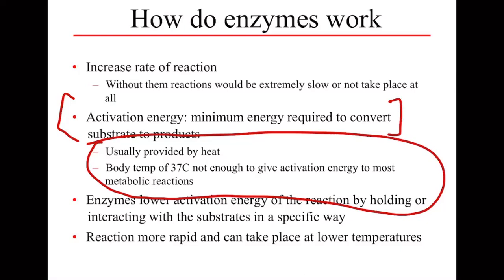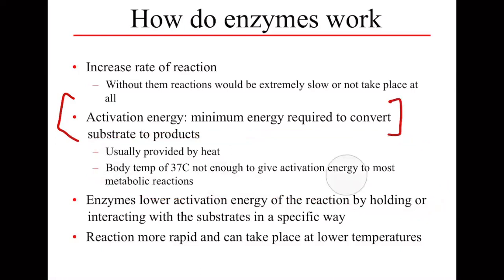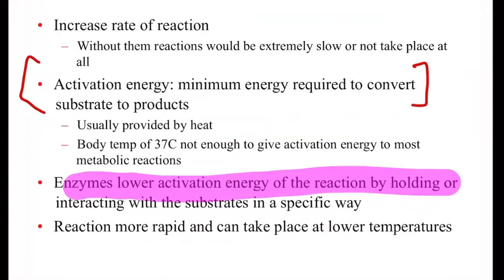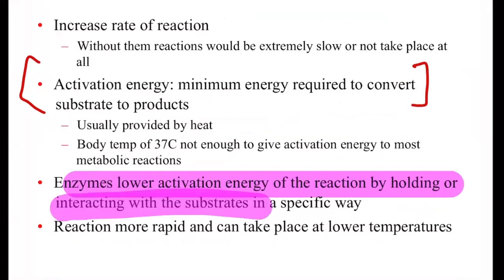Okay? And then we can sum up and say, in the last sentence, that the enzymes lower the activation energy by holding or interacting with the substrates in a specific way. And when we talk about the specific way, do you remember which specific way I told you last time? What is that specific way by means of which the enzymes can hold or interact with the substrate?